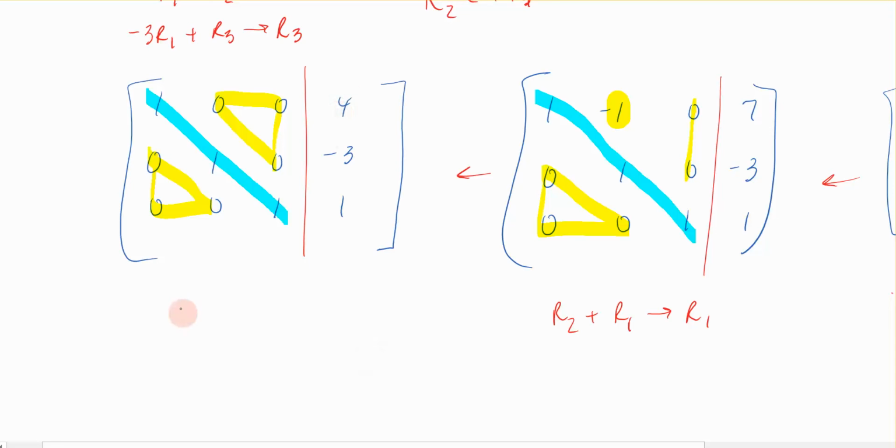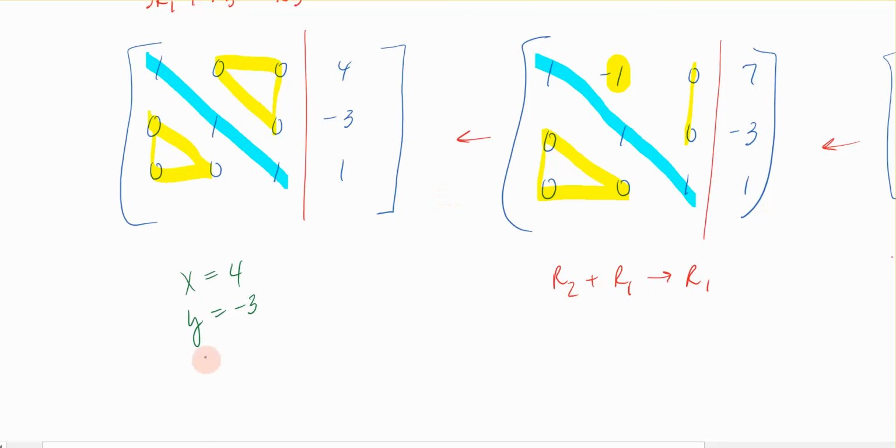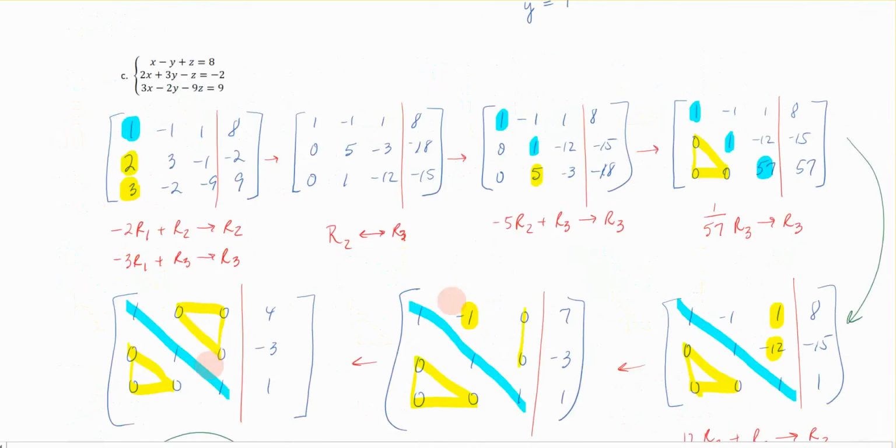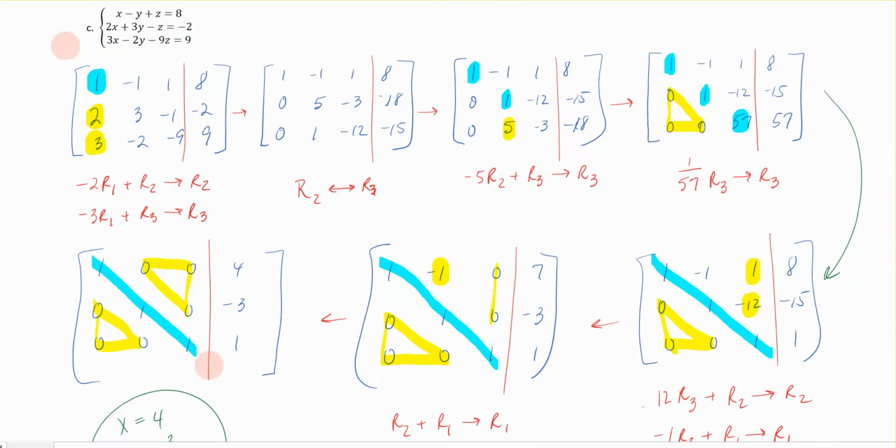So this says that x is equal to 4, y is equal to negative 3, and z is equal to negative 1. And that's the answer to this system of equations that we started out with, 3 equations and 3 unknowns, using matrices.